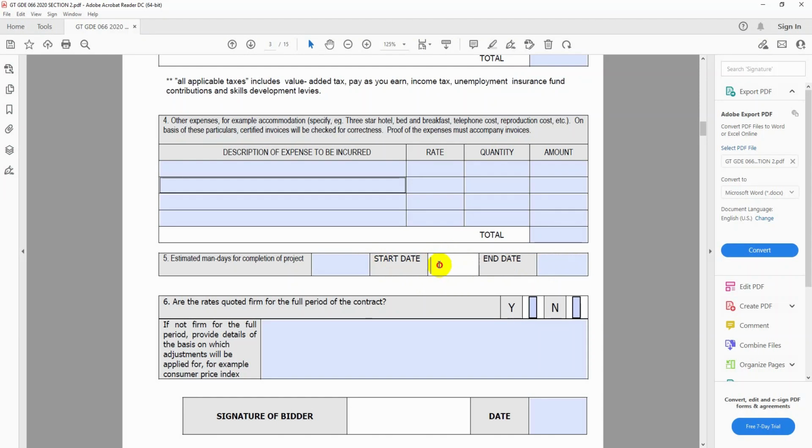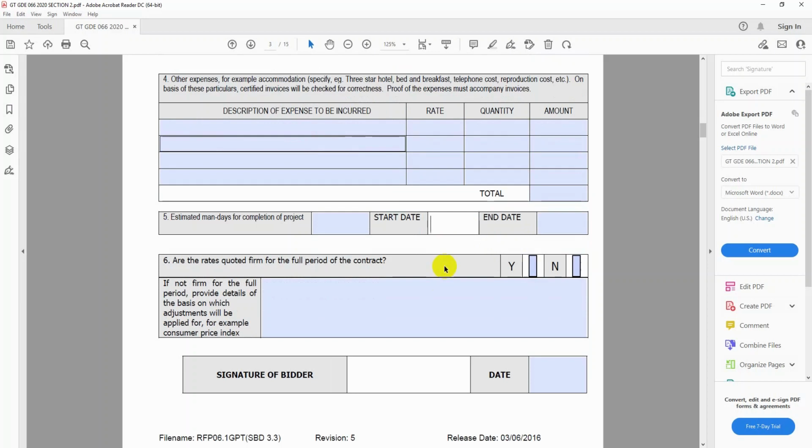you start, then how it will be when. So you can just write here, they say estimated it's 3 years. We'll put 3 years and the start date and end. The end will be the end of 3 years. The start will be the start of by the time they have awarded you the tender.